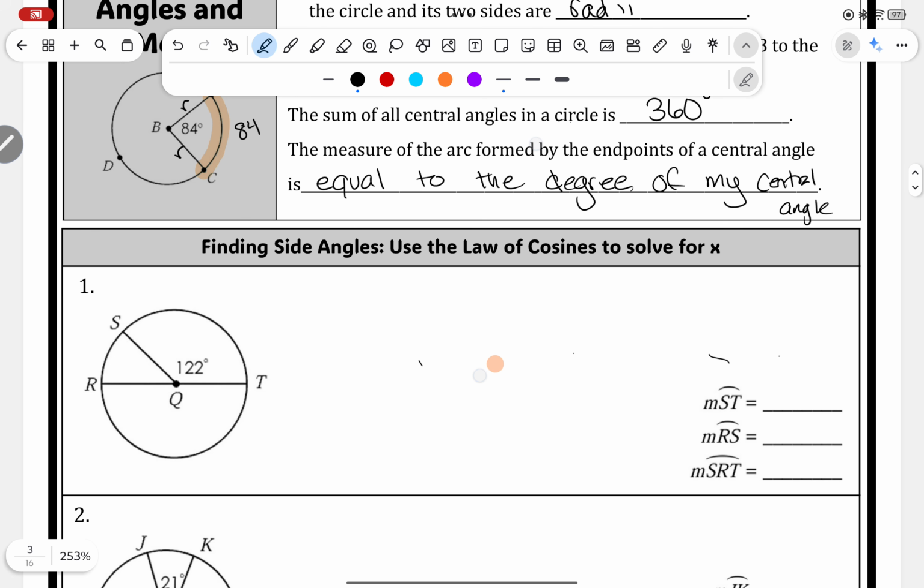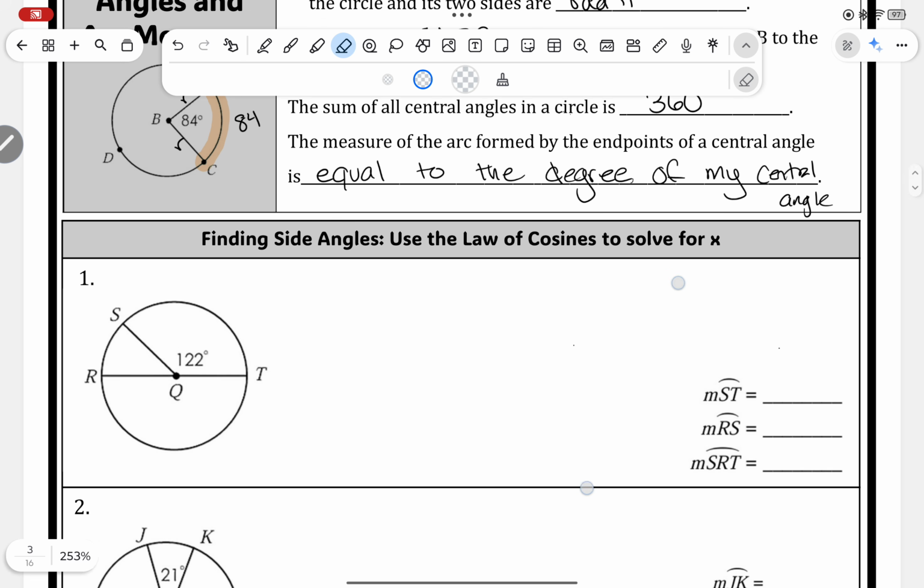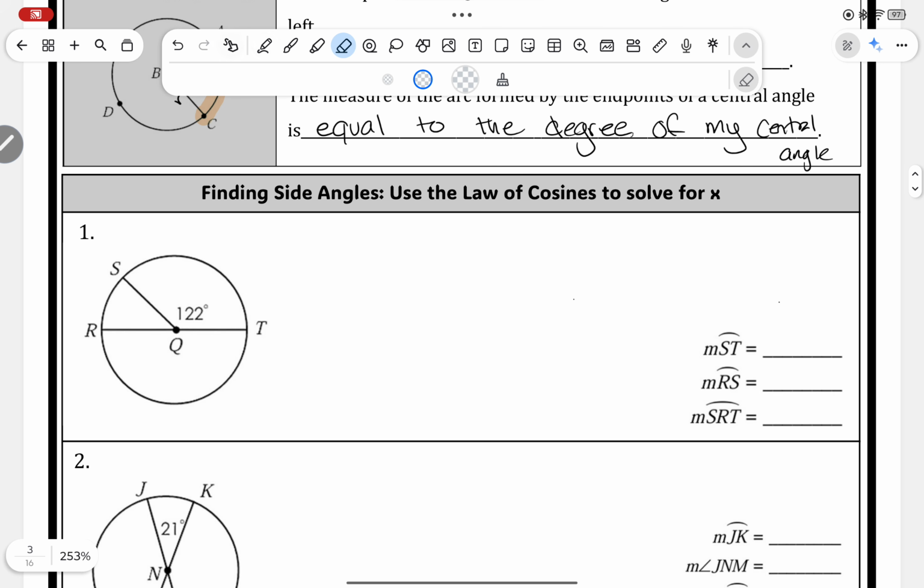All right, looking at question number 1, I have a couple different parts to solve. The first thing it asks me to solve for is the measure of arc ST. Well, I just learned that if I have an angle measurement, that arc measurement is equivalent. So ST is 122.